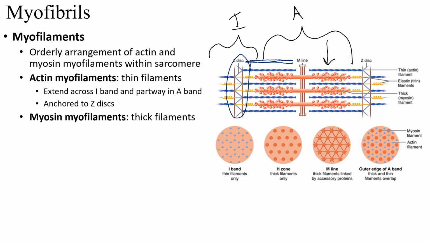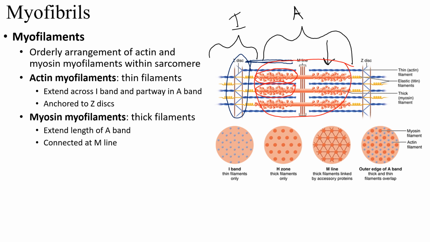So myosin filaments are going to be these ones in red. Okay, so these are going to be myosin. Myosin are considered thick, and hopefully you can see this in this image. They are actually thicker filaments than you have for the actin. Okay, so actin is going to be thin, myosin is going to be thick. They are going to extend the length of the A band. So the A band is going to be right here, and that is where our myosin filaments are going to be.